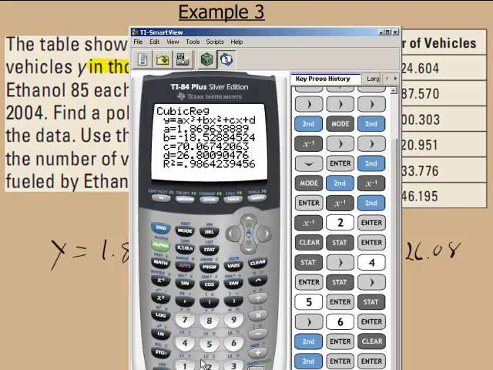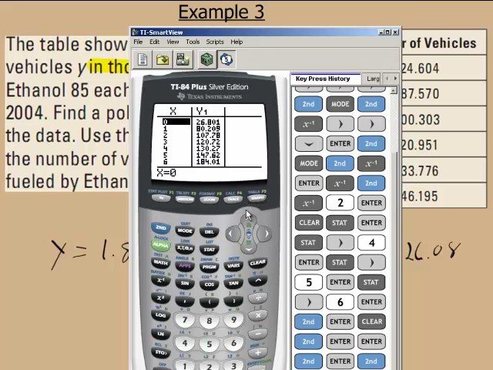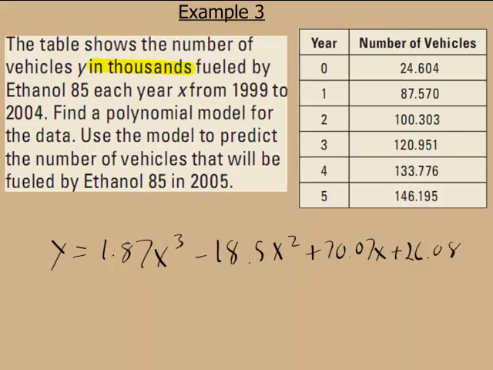I went ahead and entered the equation into y equals here, using more values than I really need, carrying out to more decimals, because I like it really accurate like that. But you can just do it to the nearest hundredth. And I'll just utilize the table, and I can see that at 2005, that's going to be 6 on our table. It's 184.01.